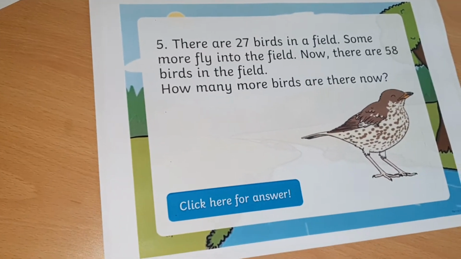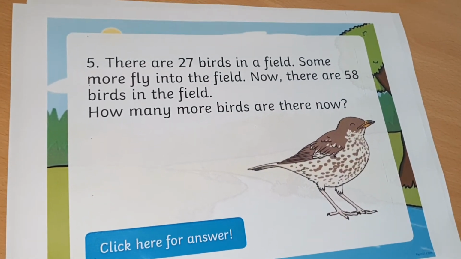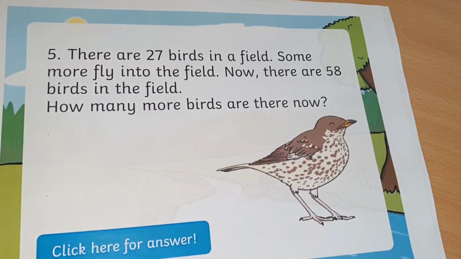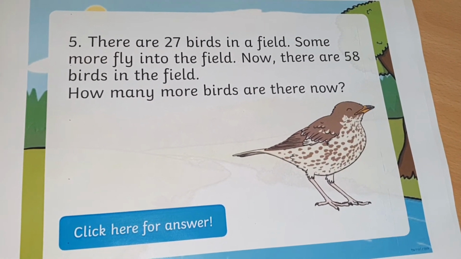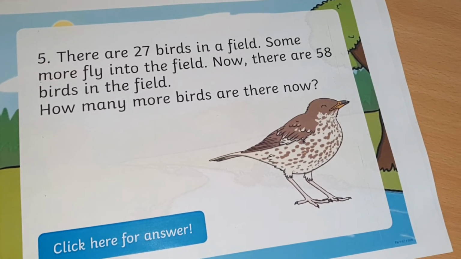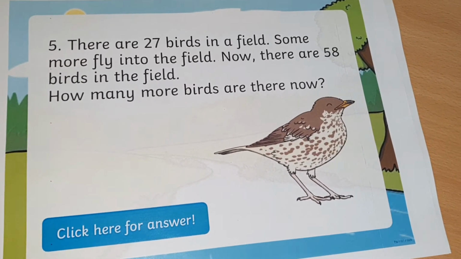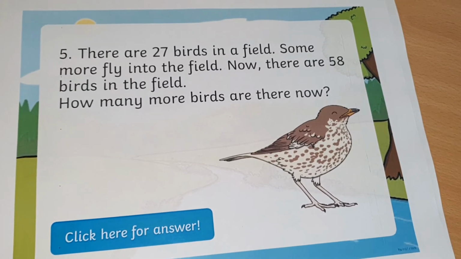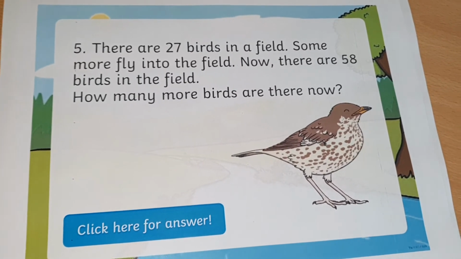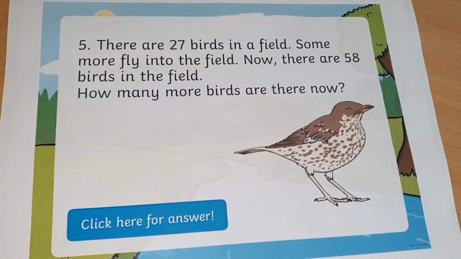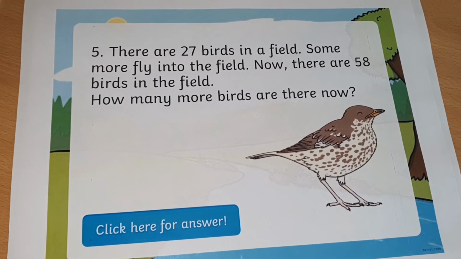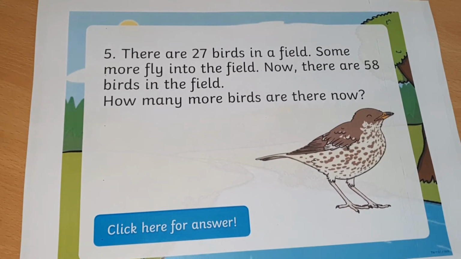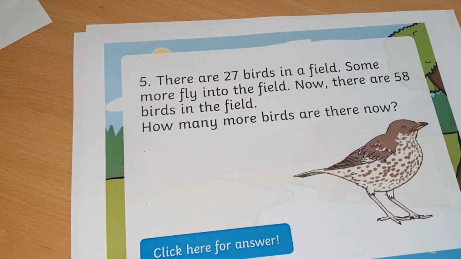Our last one. There are 27 birds in a field. Some more fly into the field. Now there are 58 birds in the field. How many more birds are there now? So this one is turned round. It's asking you to think in a slightly different way. So I want you to pause your video and have a think about what that number sentence is asking you.